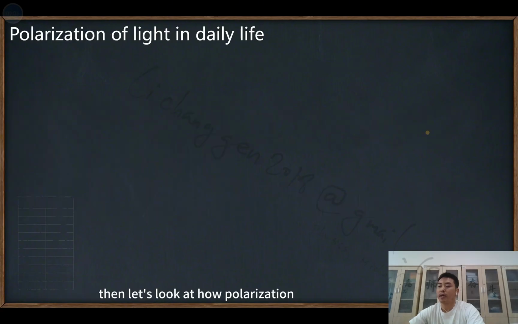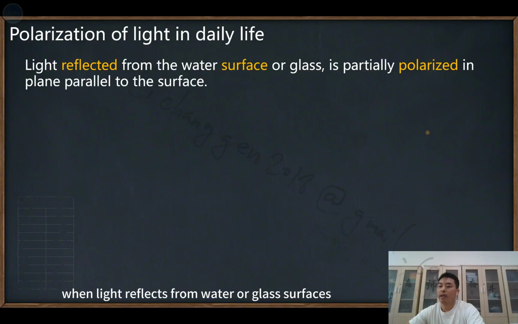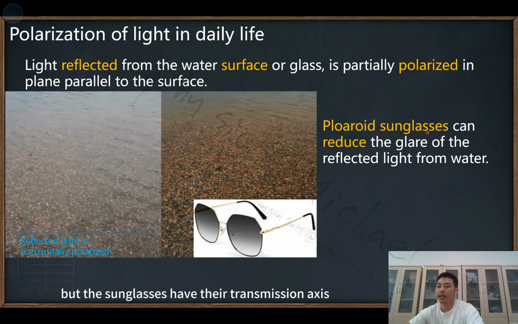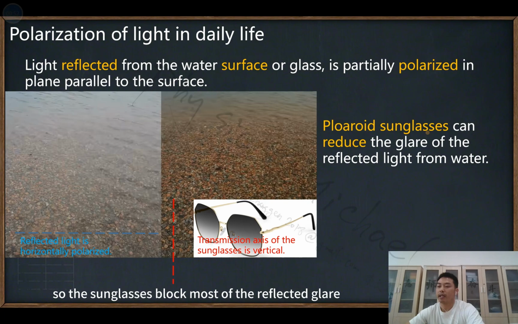Then let's look at how polarization affects our everyday life. When light reflects from water or glass surfaces, something interesting happens. It becomes partially polarized in a plane parallel to that surface. This is why polarized sunglasses are so effective at reducing glare from water. Look at these two pictures below. The left one shows a water surface in daylight without sunglasses, and the right one shows a view with sunglasses. They are pretty different, right? This is because the reflected light from water is horizontally polarized, but the sunglasses have their transmission axis oriented vertically. So the sunglasses block most of the reflected glare, making it easier for us to see.